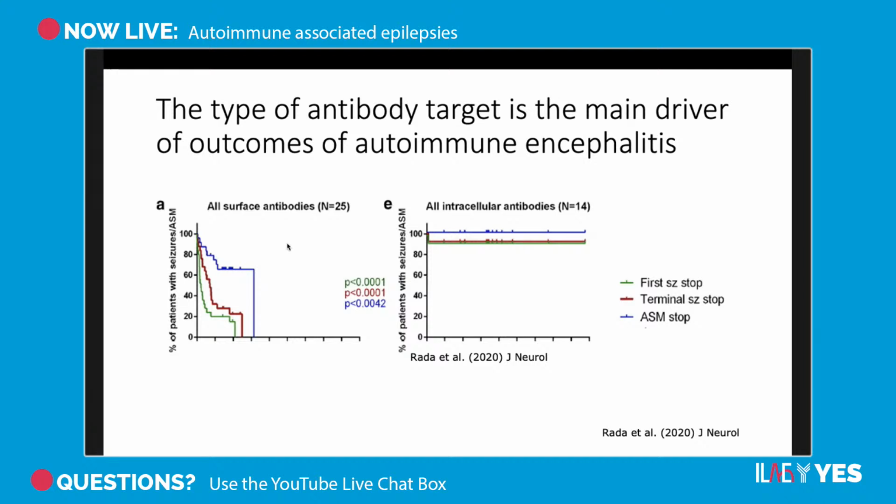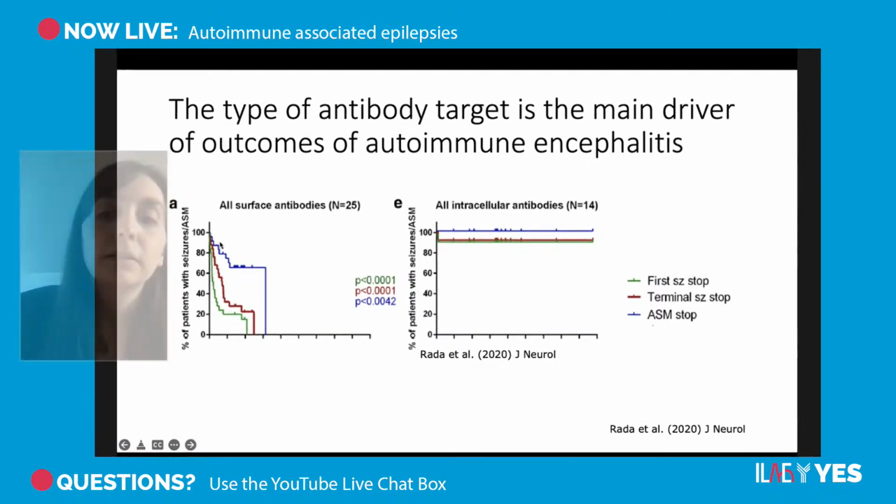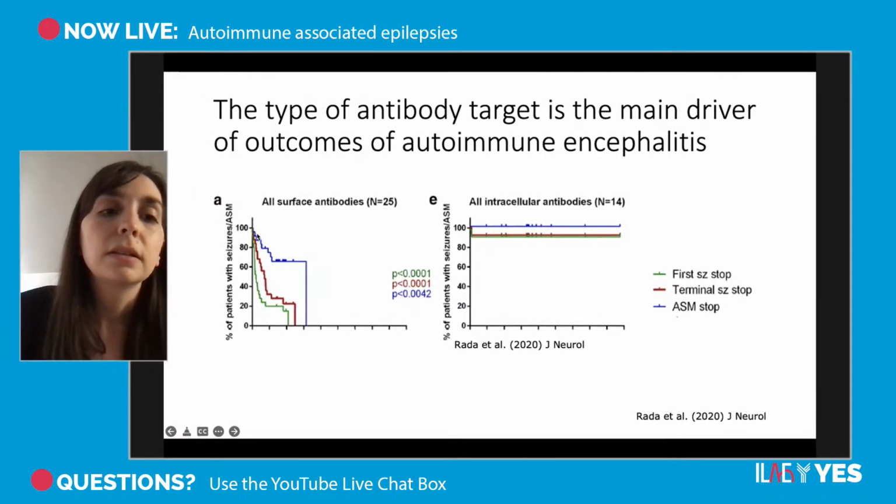And here the green curve indicates how many patients stopped having seizures. And the red curve indicates how many patients, when the patient had their last seizure ever. So some patients first stopped having seizures and had a recurrence, then had a last final seizure freedom period. And the blue line is how many patients were able to stop anti-seizure medications.